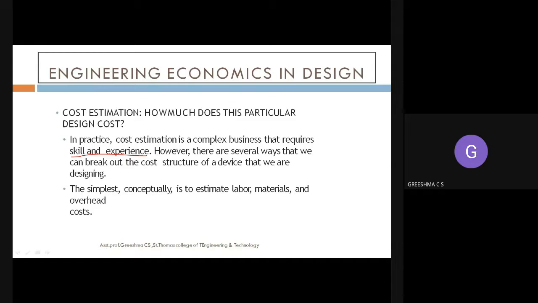Okay, now there are several ways to study this cost structure. One of the simplest methods to find the cost structure is to split it into different parts, that is labor, materials, and overhead. The whole cost estimation of a product can be divided into three parts: labor cost, material cost, and overhead cost. These are the three important factors that make up the cost of a product.